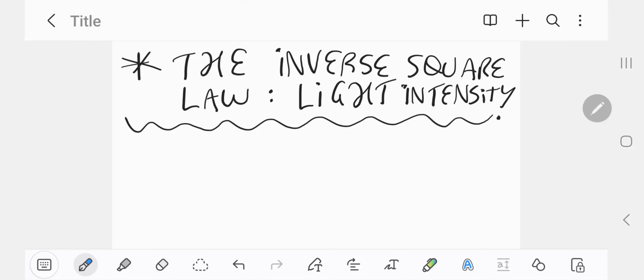The inverse square law, light intensity. This is part of the Year 11 Physics module, Waves and Thermodynamics. The concept of the inverse square law is very ubiquitous in physics. It pops up everywhere. It pops up in things like gravitation, Newton's law of universal gravitation.